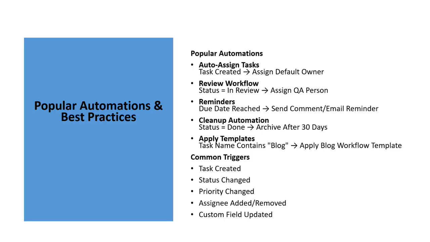When using automations, it is important to follow some best practices. First, start simple. Begin with one trigger and one action. Second, avoid over-automation. Too many automations can confuse users and make workflows difficult to understand. Third, use automations to enforce your business processes rather than replace good workflow design. Finally, review automation logs regularly to ensure everything is working correctly.